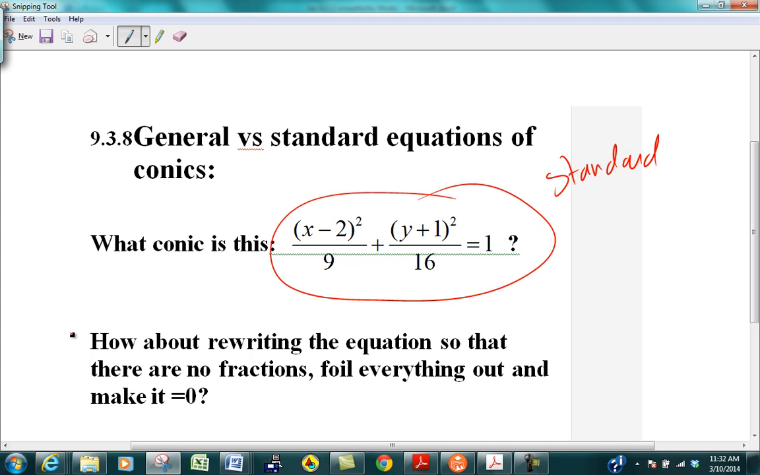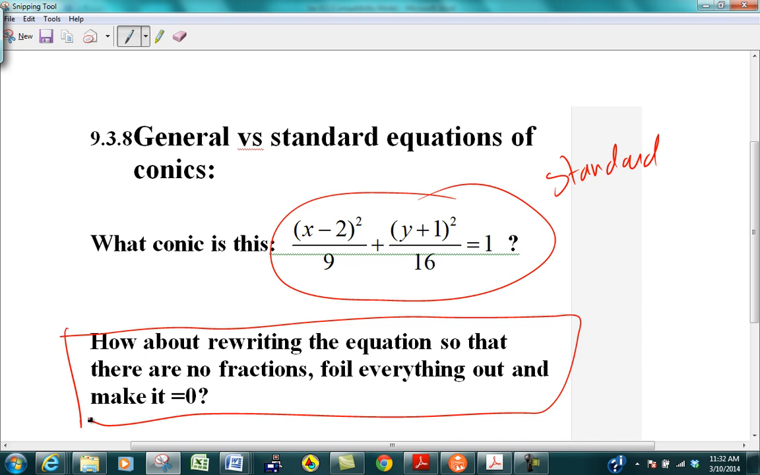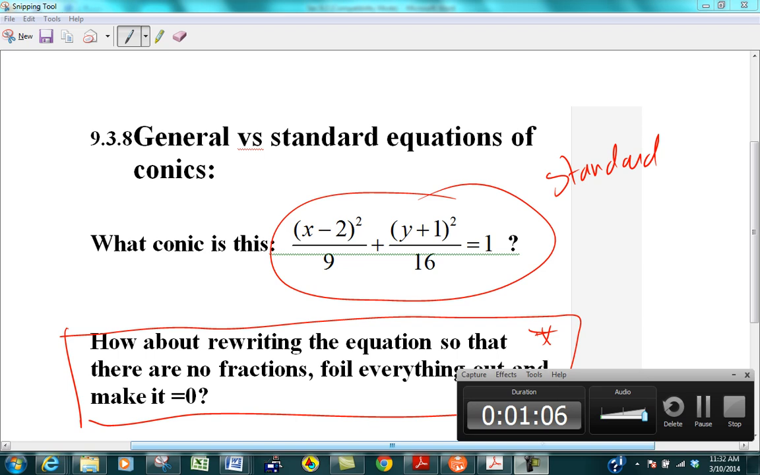Can you follow through with this activity here? In other words, rewrite this equation by FOILing everything out, getting fractions out, and making the right hand side a 0. Then look at that equation. First of all, this is an equation of an ellipse. So can you follow through with this activity here?